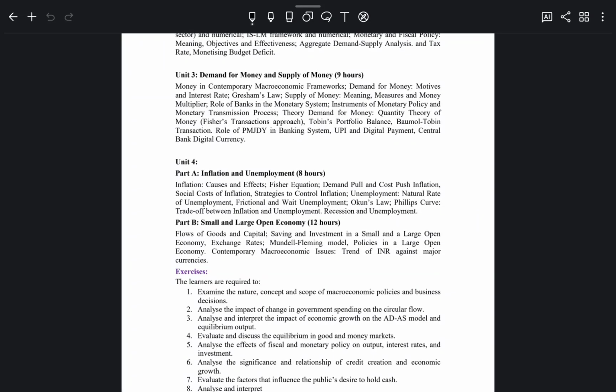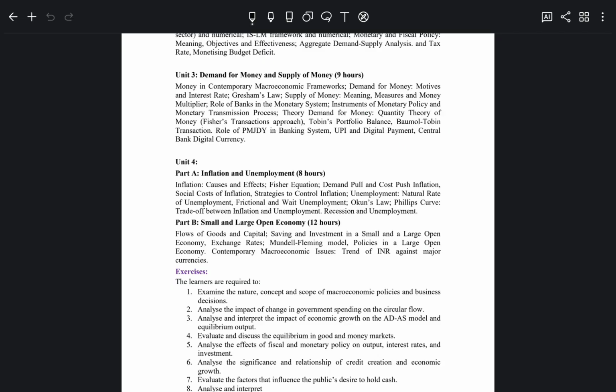In unit 3 we will be talking about the monetary environment, in which we'll be discussing the demand for money and the supply of money, on which 9 hours will be devoted. In this unit, we will be discussing money in contemporary macroeconomics, demand for money, motives and interest rate. The theoretical framework used here will be Gresham's law. For supply of money, its meaning, measures, and money multiplier, role of banks in the monetary system, instruments of money multiplier, and the monetary transmission process.